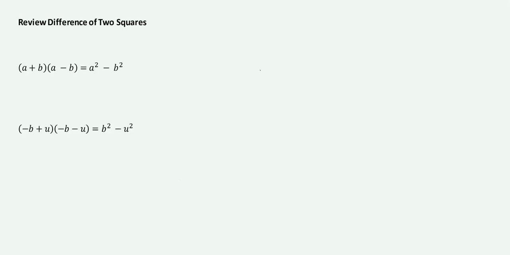Now, when we're looking at the difference between two squares, here are two squares, a squared and b squared. The difference between two squares here will be (a plus b) multiplied by (a minus b). Also, if you have a situation where you have b squared minus u squared, you can write it as (b plus u) multiplied by (b minus u).